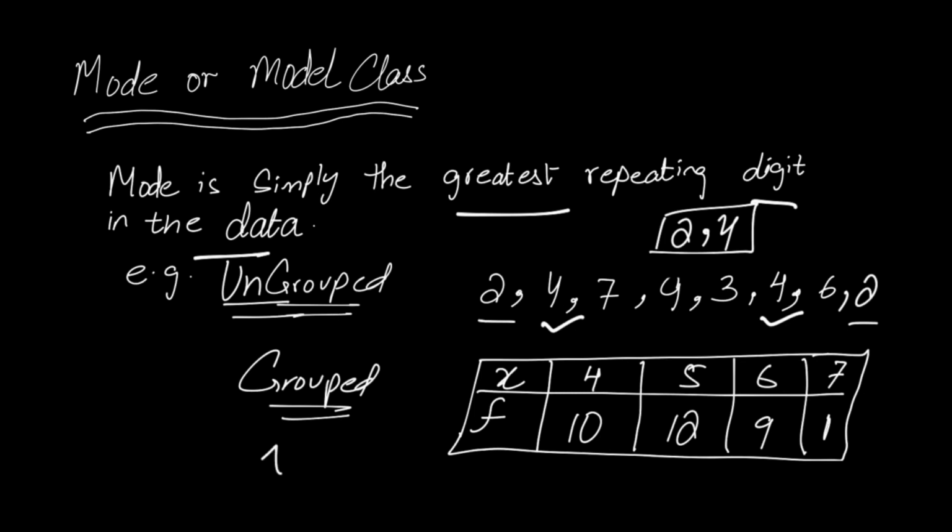In grouped data, the mode is simply the number which has the greatest frequency. In this case, 5 has the greatest frequency of 12, so 5 will be the mode.